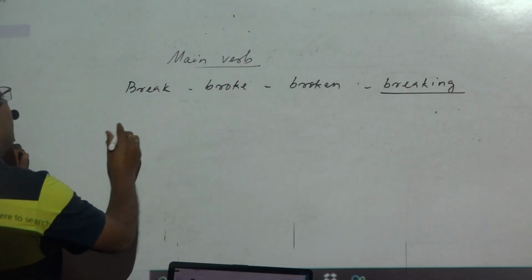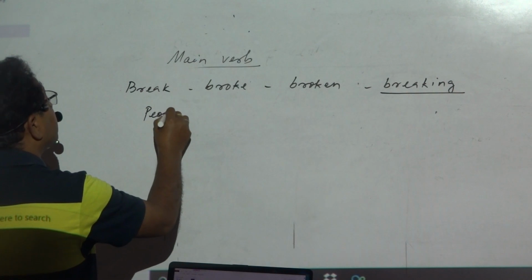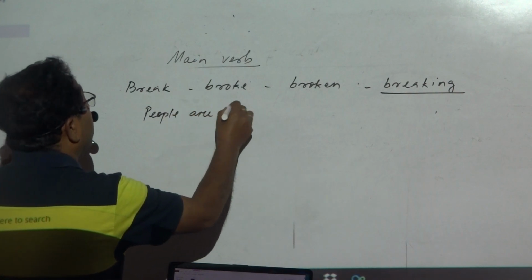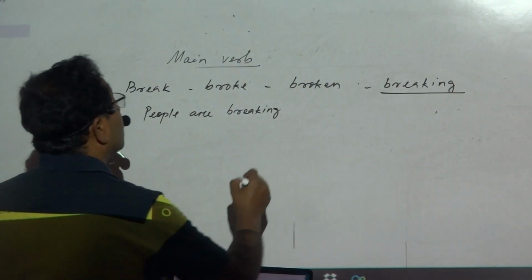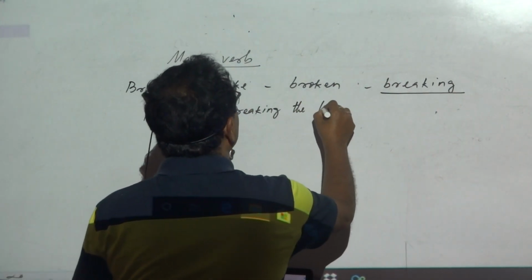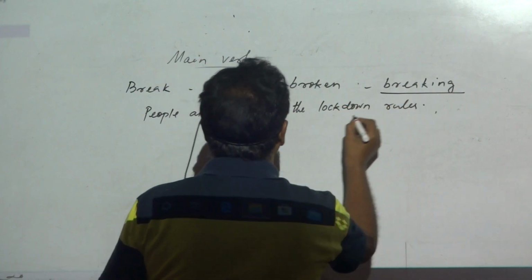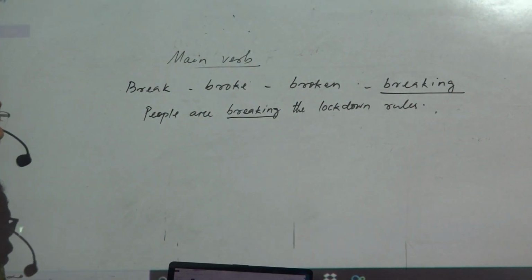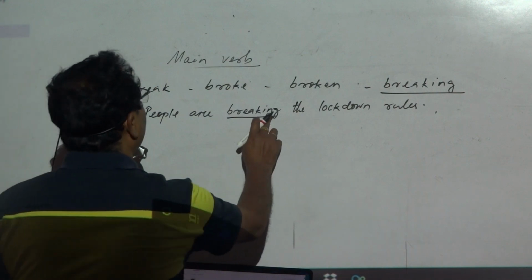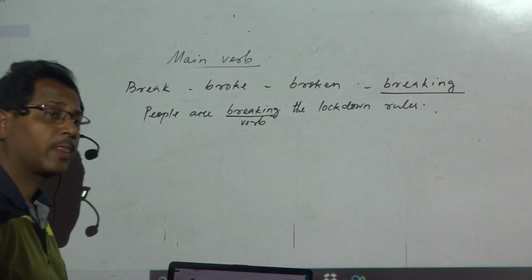Suppose people are breaking the lockdown principles, lockdown rules. Look at the breaking. This breaking is a noun. This breaking is a verb. Okay.